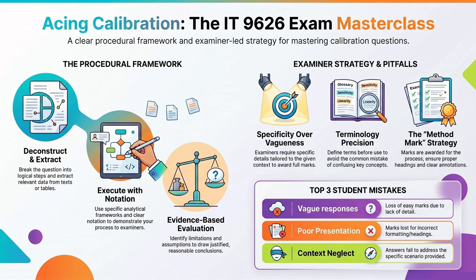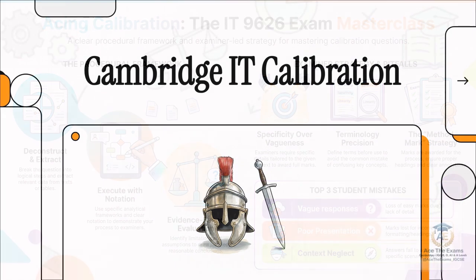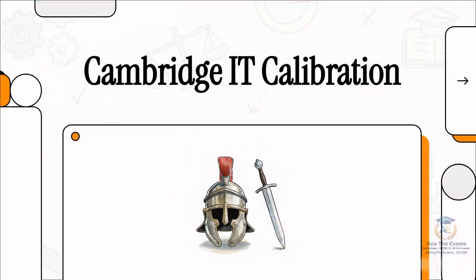Step into the Coliseum of Cambridge exams. Look around you. The 3.1 Calibration Methods module for Information Technology 9626 isn't just another past paper. It is an absolute arena. And let me tell you, only the prepared survive.